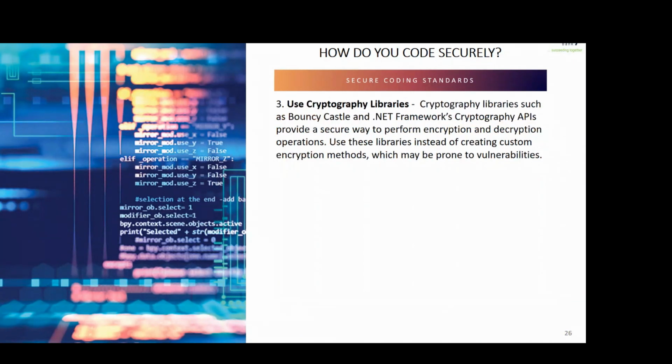Okay. The third one is use cryptography libraries. Cryptography libraries such as Bouncy Castle, I'm sure we are aware of this, or .NET Framework, which I believe our developers are working with. I know you're working with .NET Framework and .NET Core, if that's correct. Cryptography APIs provide a secure way to perform encryption and decryption operations. So use these libraries instead of creating custom encryption methods, which may be prone to vulnerabilities.